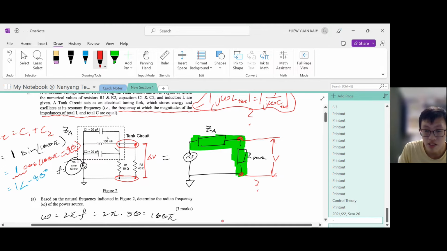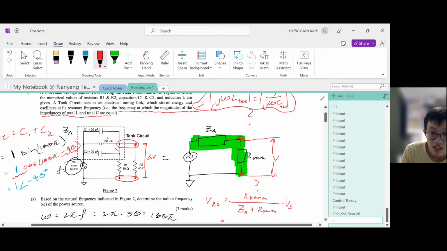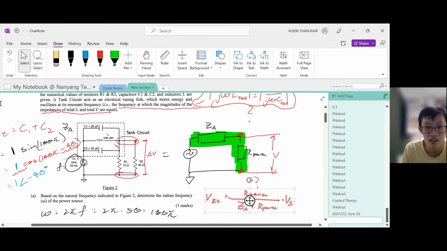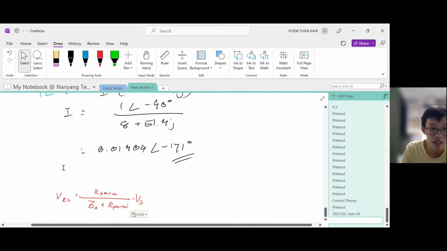So how do we do this? We use the potential divider. The potential divider states that to get this VR2, which is the same as V parallel, because they're parallel, it will be R parallel over ZA plus R parallel, times the input voltage, which is Vs. Okay, let's use this formula. Copy it over, and I paste it down here.